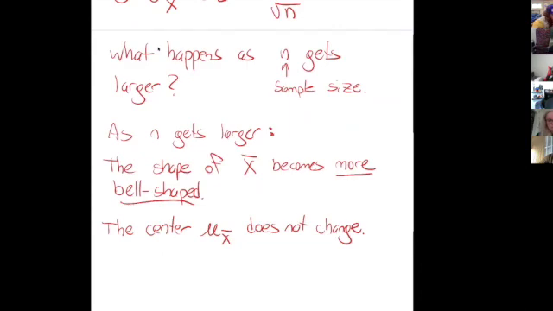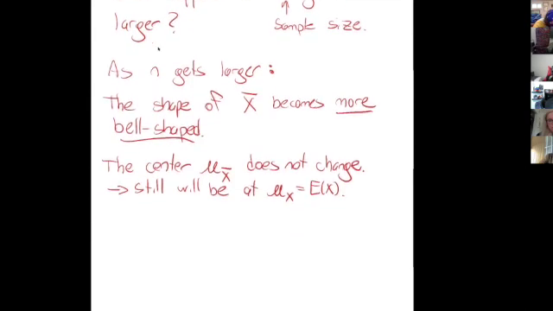The center of the sampling distribution isn't going to change, right? It's still going to be at the population mean. Whereas the standard error does depend on n, right? So the expected value, the center, is independent of n, whereas this one is not. So that's a good point to make sure that you're clear about.